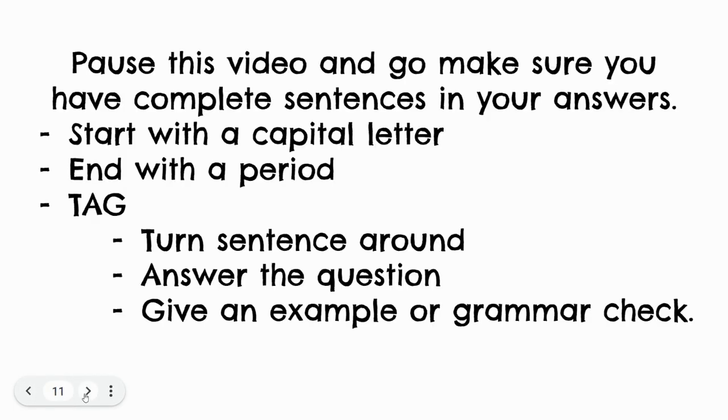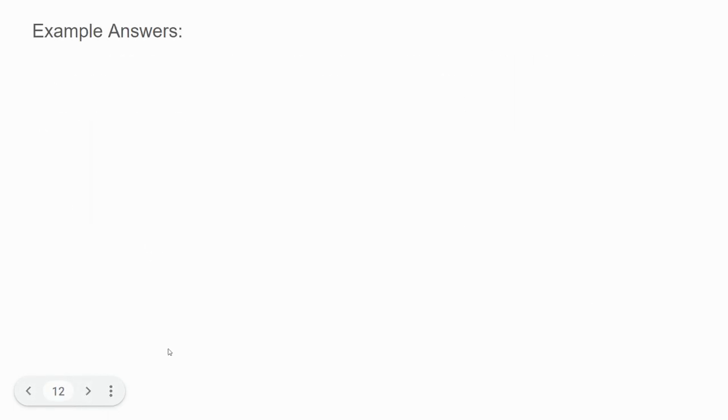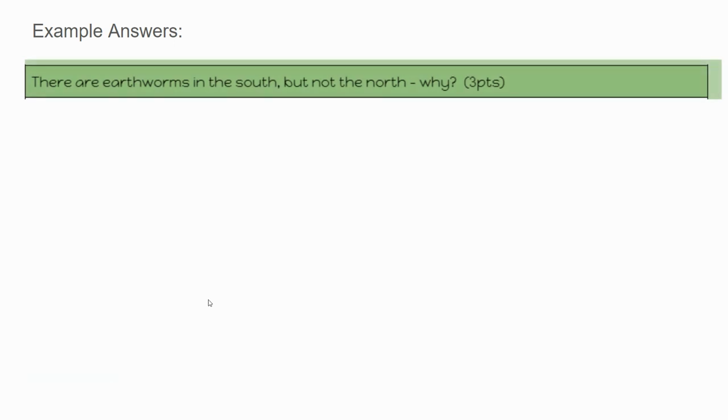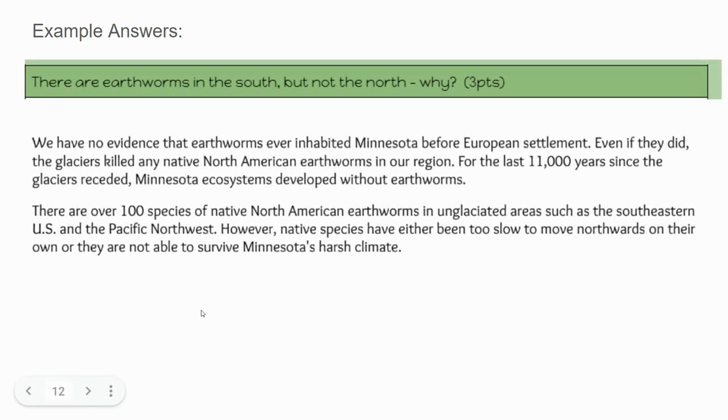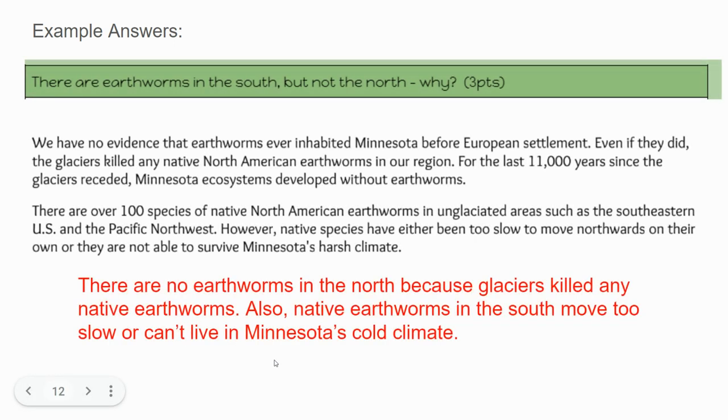All right, sorry, I was giving you a little bit of time to pause. All right, so I'm going to keep on going, and I'm just going to give you an example of what the most correct answer for this question could look like. Now, there's many possible ways to write this, but for this question, it says, there are earthworms in the south, but not the north. Why?